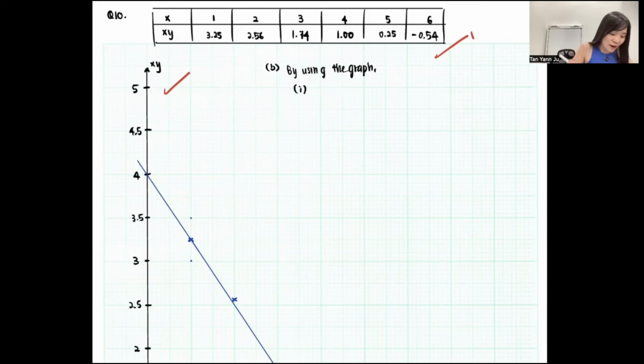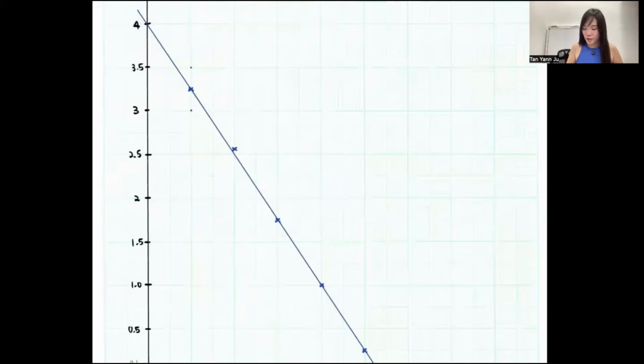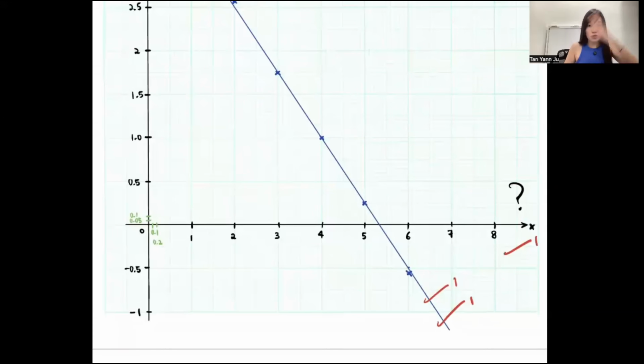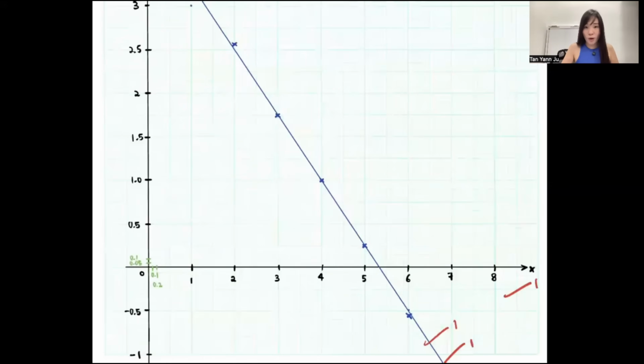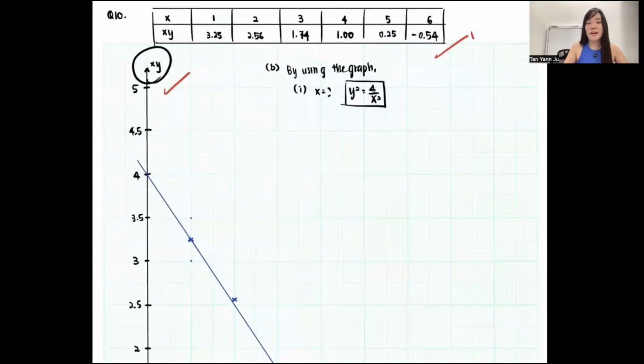So by using the graph, find the value of x when y squared equals 4 over x squared. So guys, how do I do this one? Because I want to use my graph, I want to find my x. So I should have the y, right? But in this question, the y isn't called y, they call it xy. So to find the x, I should have xy. But does the question give me xy? No. But they give me something I feel like I can move around. So try that. No harm, right?